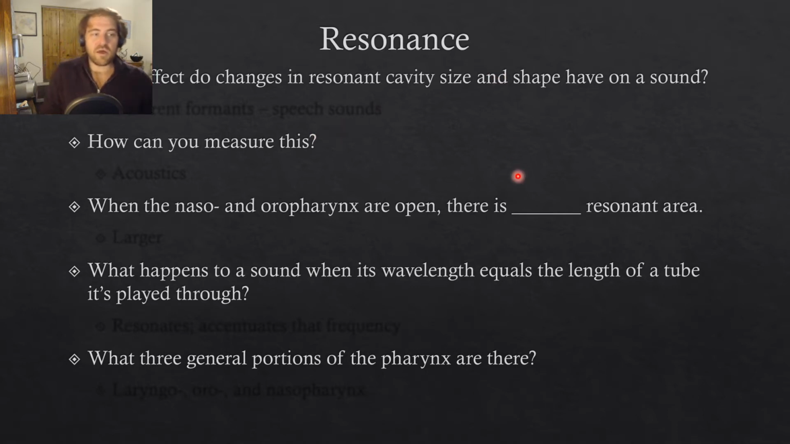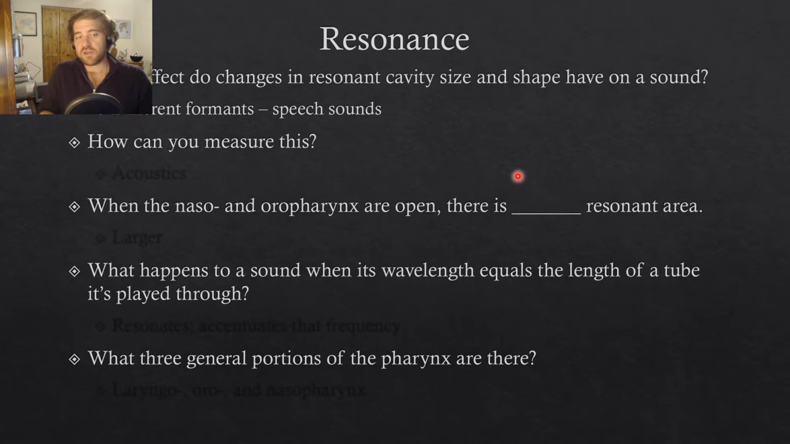Okay, so what effect do changes in resonant cavity size and shape have on a sound? Well, that's pretty simple. They're going to make different formants, right? Different speech sounds are going to be created by these different resonant cavity sizes and shapes. So an E and an oo, like we've talked about, those are all created by different shapes and sizes of the resonant cavity in different areas.